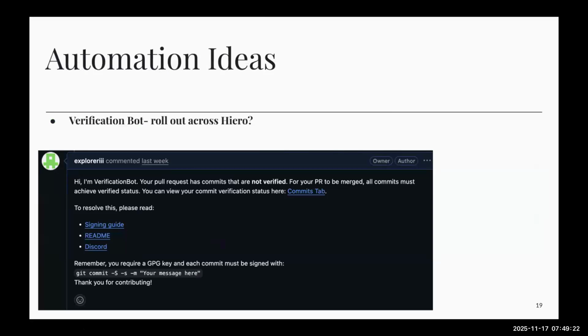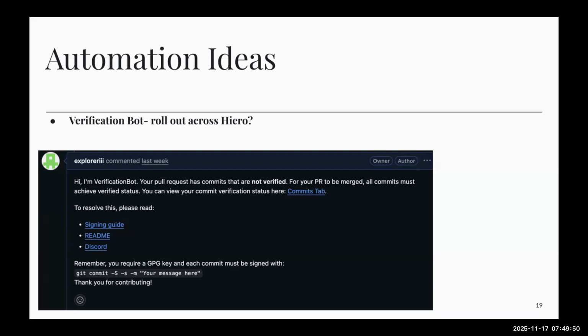I'll go back to the training ideas. So here is an example of something that we could automate to make maintaining more scalable. It's a little robot that says, hey, your commits aren't verified. We need them to be verified to be able to merge your pull request. And importantly, we have the links to all the documentation so that you are able to solve this issue yourself.